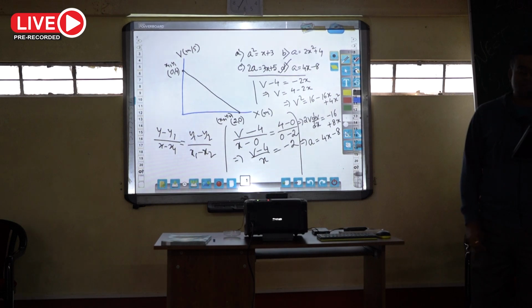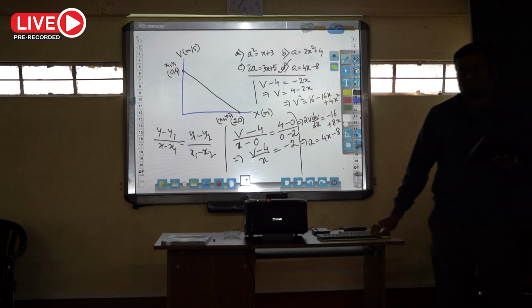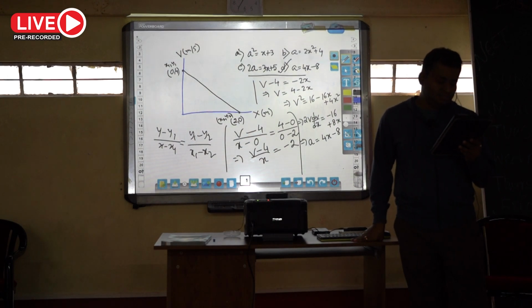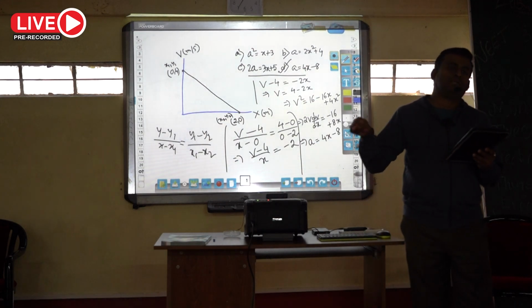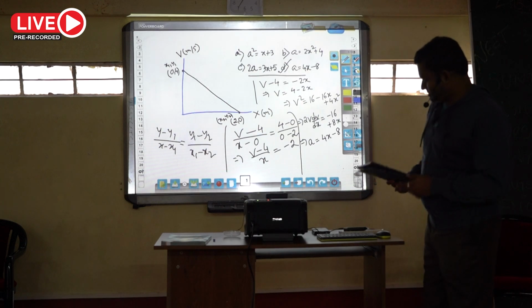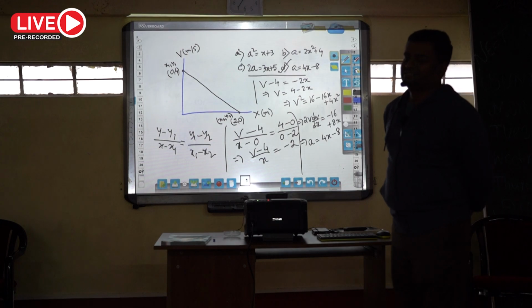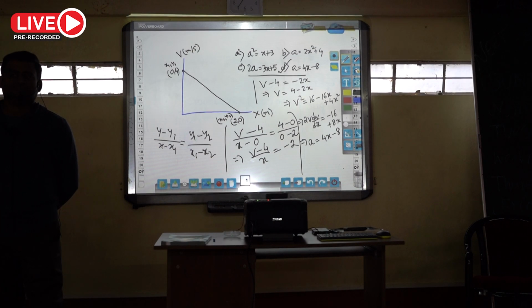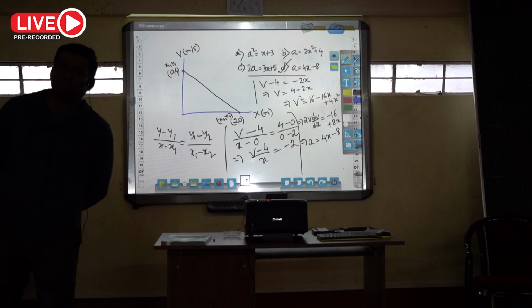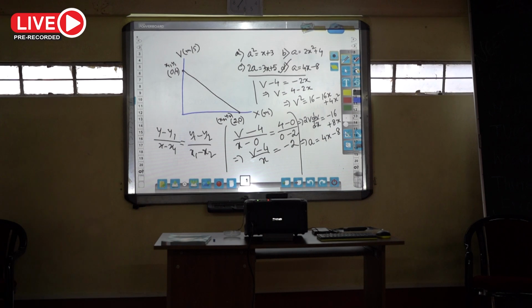Option C, 5 by 2; option D, 5 by 2 into i cap plus j cap inside bracket. Check. 4 options are given.